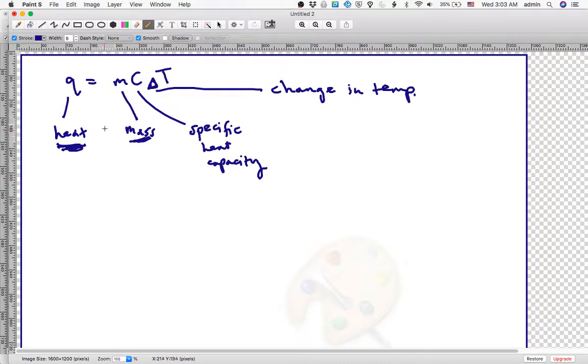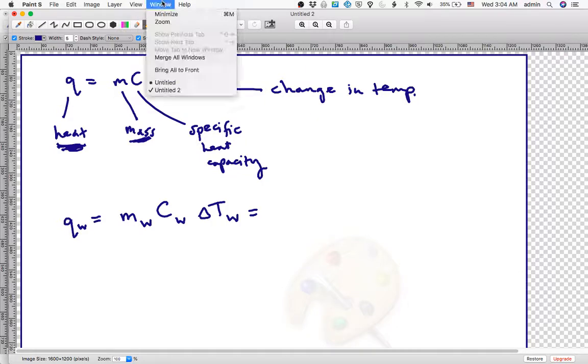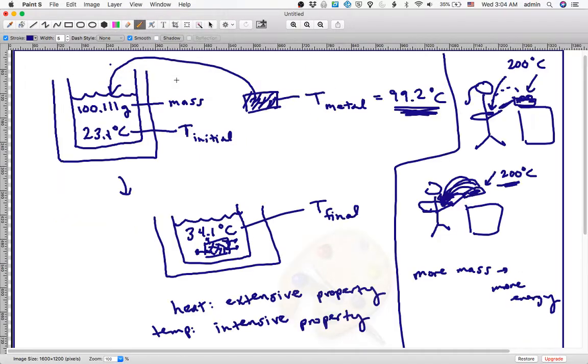All right, now I have written this equation, and I will now use it, and you will use it in the same way in the homework. So please watch this. I'm going to calculate the heat that got transferred to the water. W is for water. That means I need the mass of the water times the specific heat capacity of the water times the change in temperature of the water. And what are those? Well, here they are. The mass of the water was this.